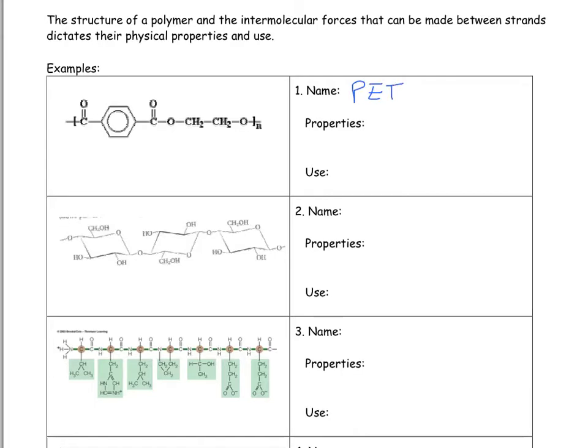If we look at the structure, we see COO. So this polymer is a polyester. It also includes a benzene ring. In terms of properties, each of the oxygens in the ester can make two dipole-dipoles. So, because dipole-dipole is a medium strength force, PET is rigid but still flexible.